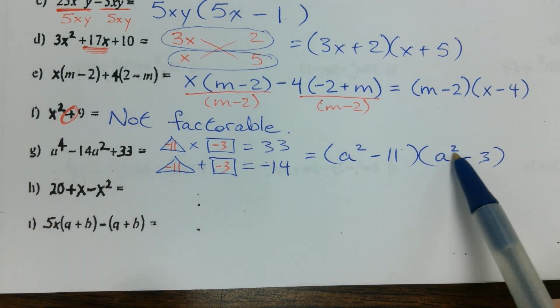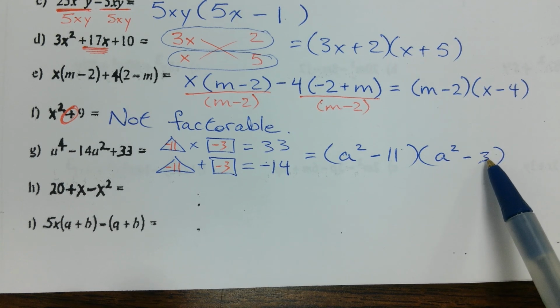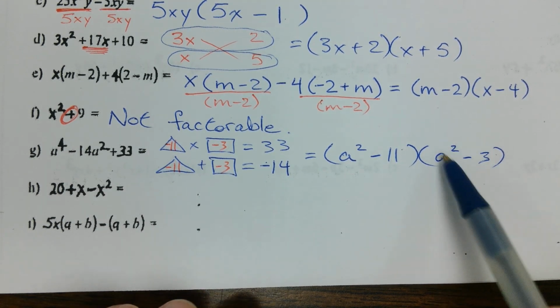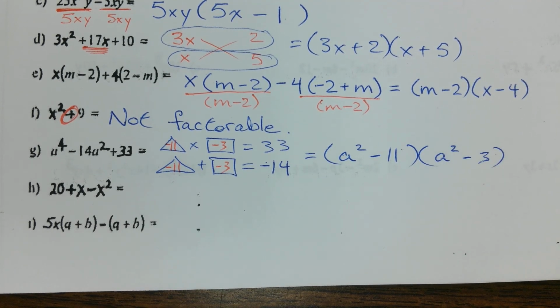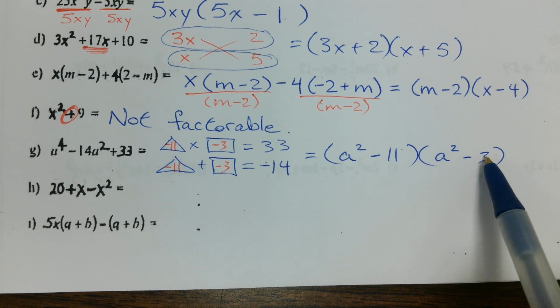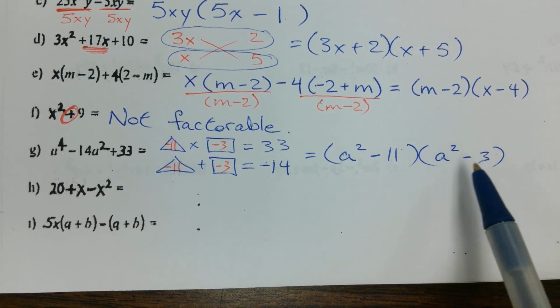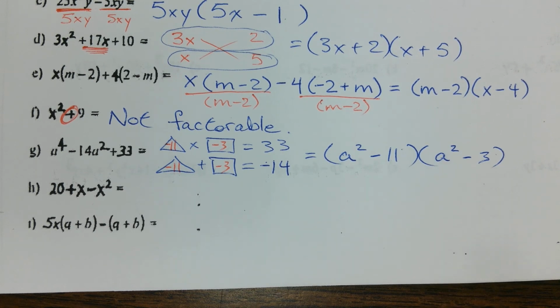Don't forget, if this was a squared minus 9, for example, then you could do one extra step and factor the second bracket as well. So if this was a squared minus 9, then you could do one more step and break this bracket down into a plus 3, a minus 3. So make sure you factor all the way.